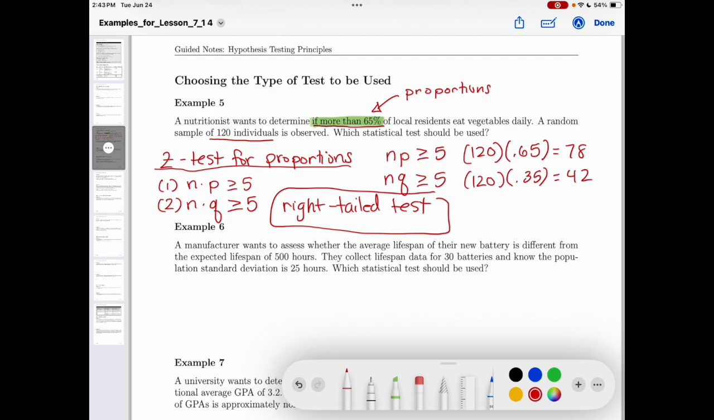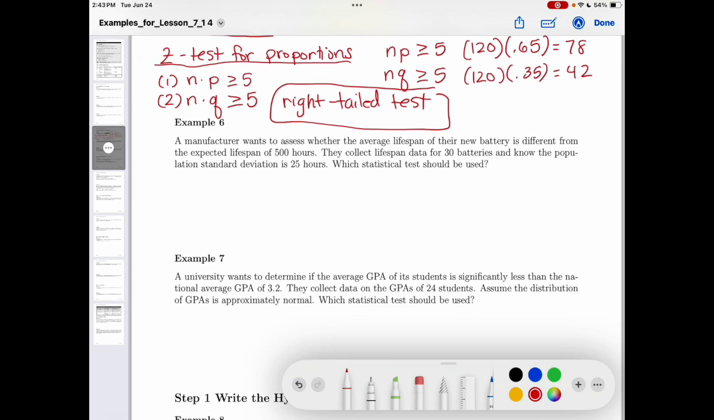The tailed test relies on what exactly you're testing. If you're looking to see if it's more than, then you look to the right. If you're looking to see if it's less than, then you're looking at the left. If you're looking at whether or not it's just different and you don't care if it's more than or greater than, you just want to see if it's different, then you're looking at both tails, which is why we have a two-tailed test.